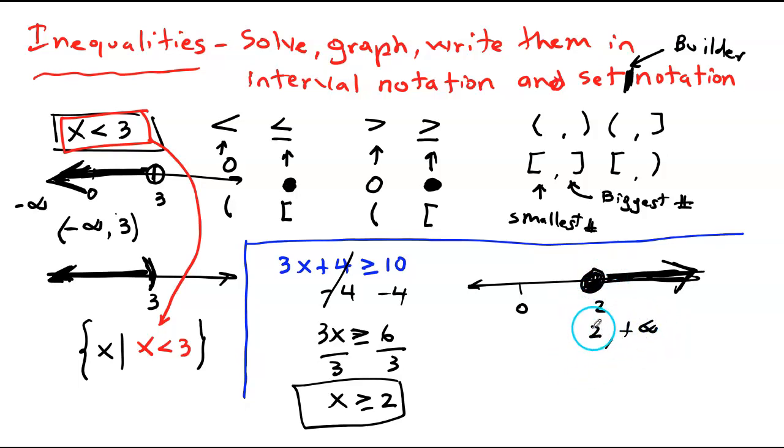And now, let me put my brackets. I have 2, it's closed, that's a bracket, it's included. For infinity, parentheses. My infinity will never be included. It always has either negative infinity or positive infinity. It always has the parentheses.